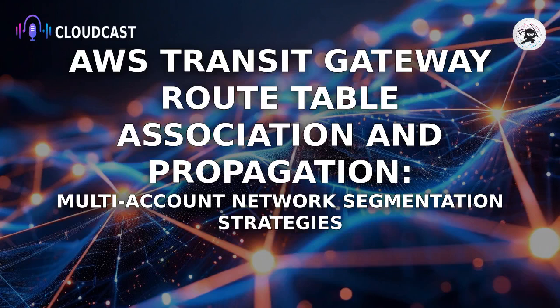Perfect summary. One final tip. Always document your route table design in a matrix showing which attachments associate with which tables and which propagations exist. When you're troubleshooting connectivity at 2 a.m., that diagram is worth its weight in gold. This actually makes Transit Gateway feel manageable instead of terrifying.